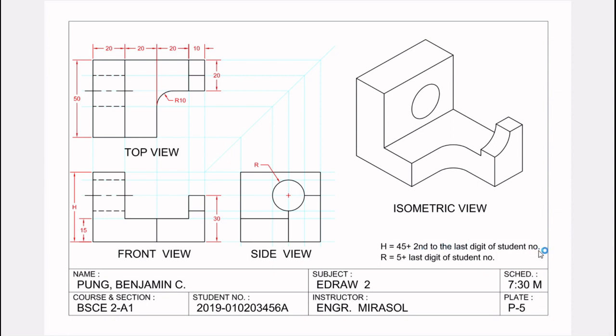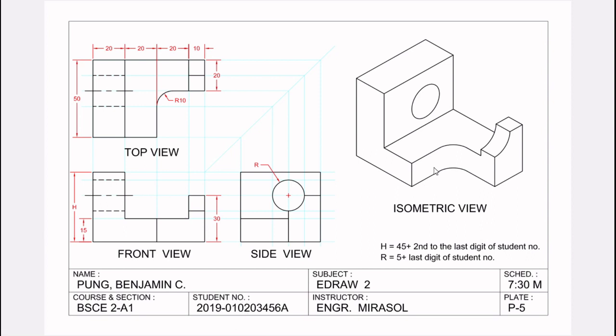So in this plate, my last digit of student number is 6, meaning R would be 5 plus 6, is 11. And H would be 45 plus 5, so it will be 50. Okay? Second to last, so 50. It all depends on your student number.